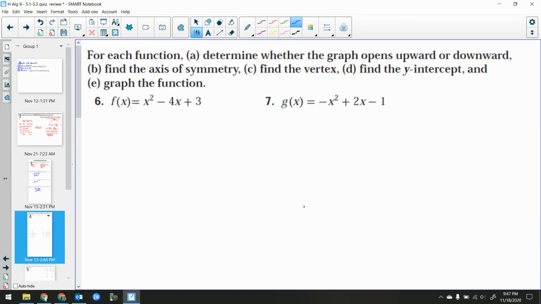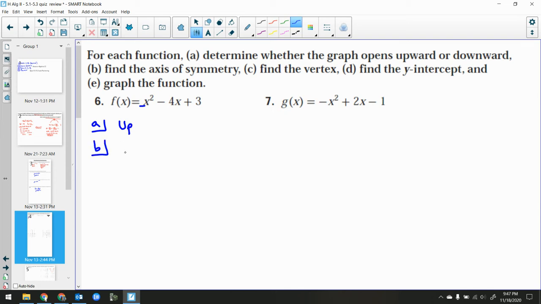For each function, determine whether it opens upward or downward, find the axis of symmetry, find the vertex, find the y-intercept, and then graph. All right, so first part here, A, determine whether it opens upward or downward. Since a is positive up here, it opens up.